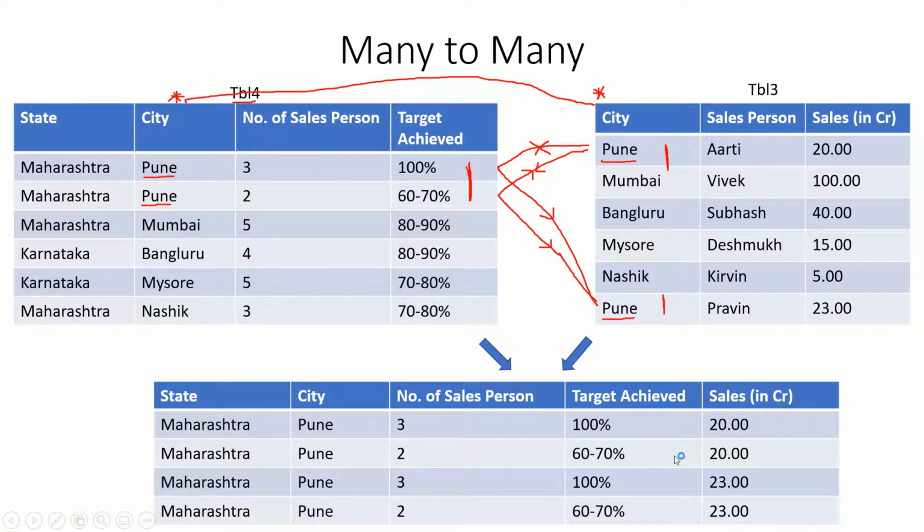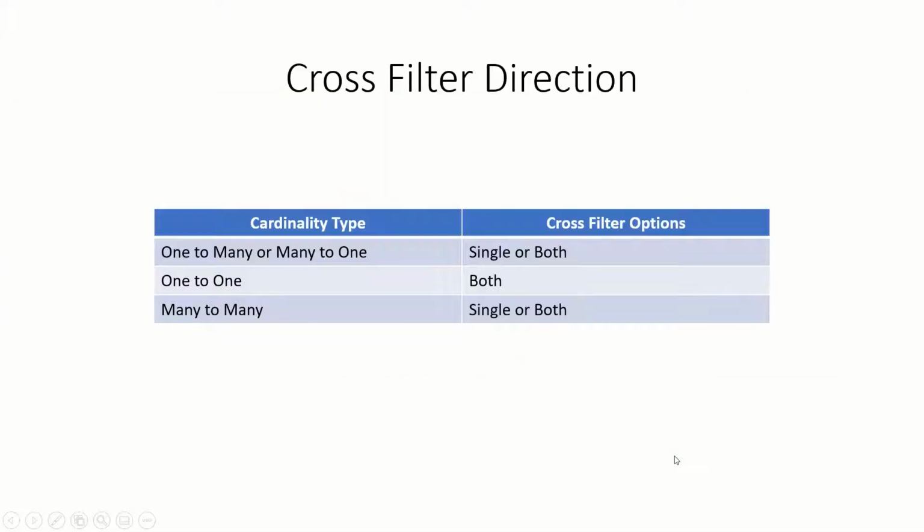So now we have understood what cardinality is for a join, how we interpret it, and how we know the type of cardinality of that join. Now let's understand the second concept, which is cross filter direction. In this particular table we can see that for the cardinality types one to many and many to one, we have single or both cross filter options.